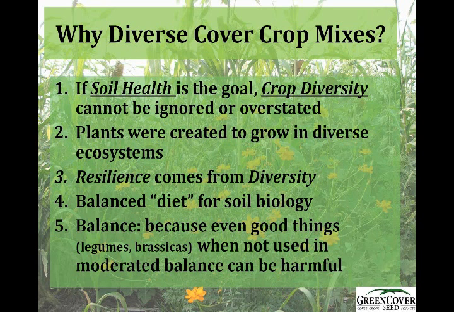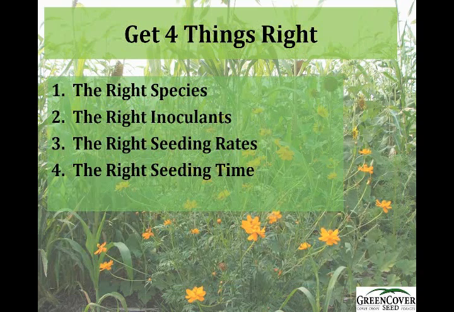When we design these mixes, we try to get 4 things right. We try to get the right species. We need to make sure we get the right inoculants. We want to get the right seeding rates and the right seeding time. And if we can get those 4 things right, we typically can have a pretty successful cover crop mix.